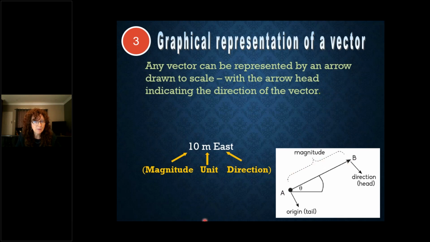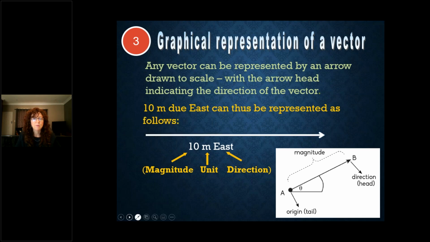So please remember the arrow. Any vector can be represented by an arrow. So here we have 10 meters east, which can thus be represented. If we look at it, we will see there it is. We use a scale, 1 centimeter equals 1 meter. In grade 12, not necessarily anymore. It's not necessary to draw one, or there's no time in a question paper for that. But that is what you did until now.